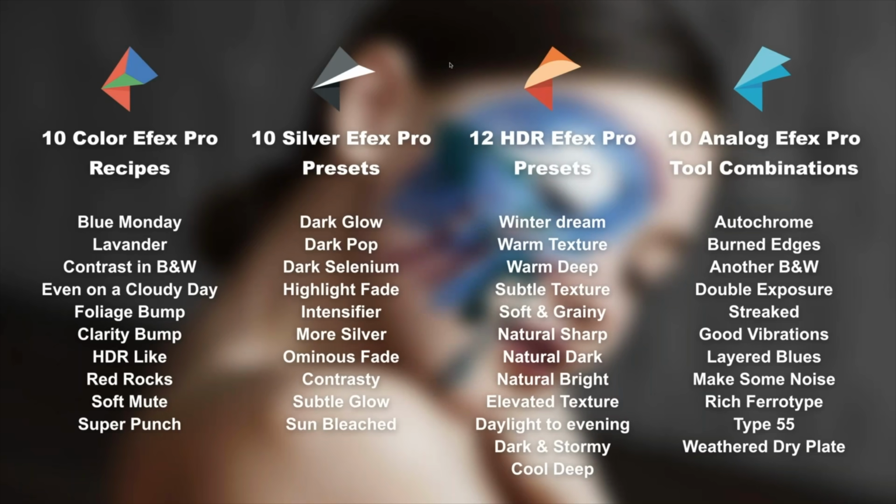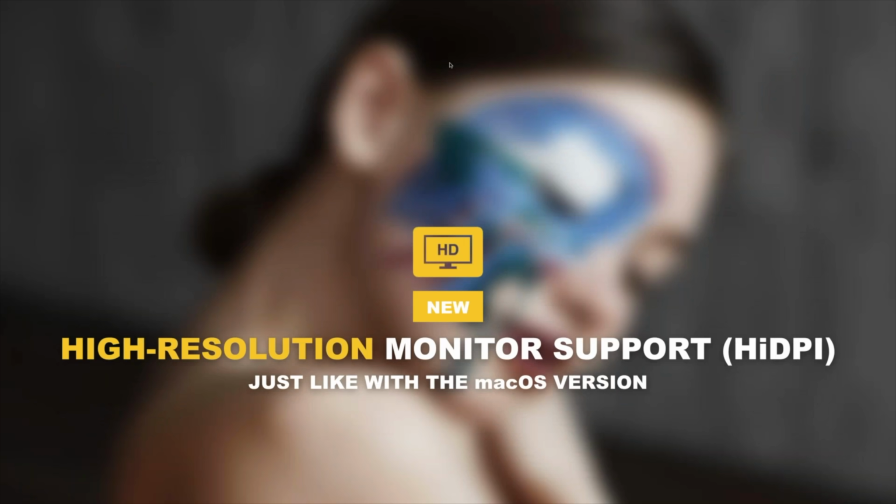There are, as I said, 42 new presets. They're broken into these groups. There's 10 new presets each in Color Effects Pro, Silver Effects Pro, and Analog Effects Pro, and then 12 new presets in HDR Effects Pro. For Windows users out there, you will be very happy to see this.